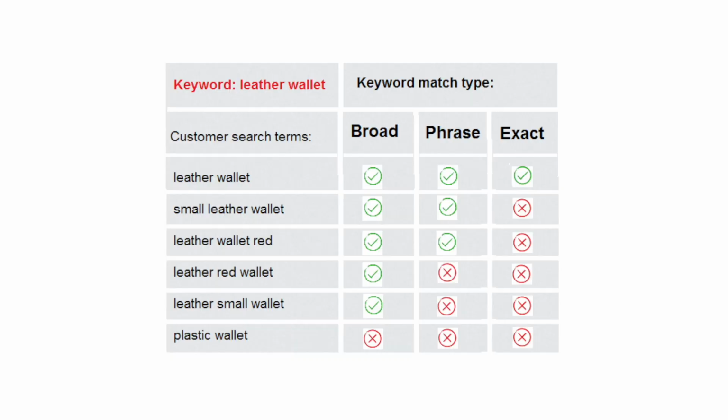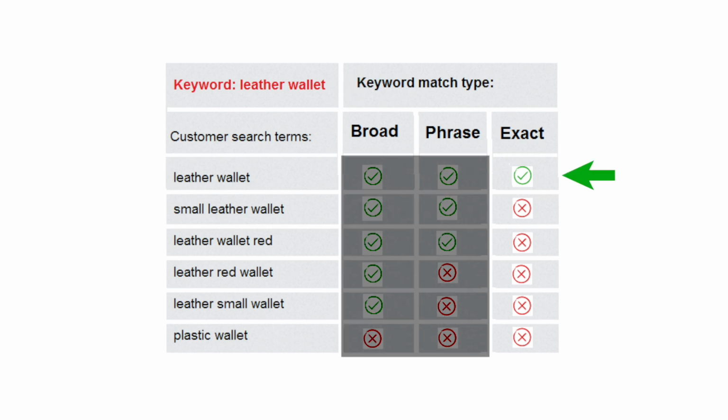Exact match means it will only match searches that are the exact same phrase, word for word, as the original keyword phrase, and nothing else. For example, if in your keyword list you have the phrase leather wallet, your ad will only show up when shoppers search for that specific phrase only, leather wallet.